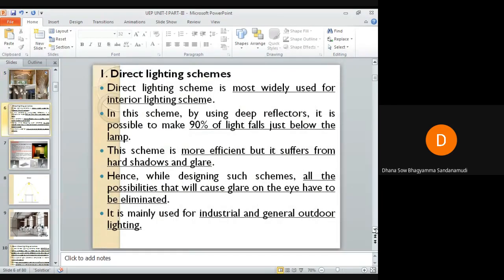So this is direct lighting. It is the most widely used lighting. Direct lighting is the most widely used lighting. Even in our colleges, the lighting that we use is direct lighting.